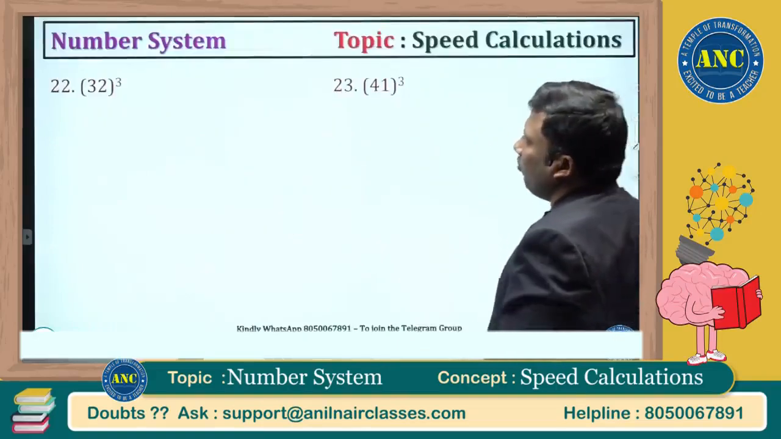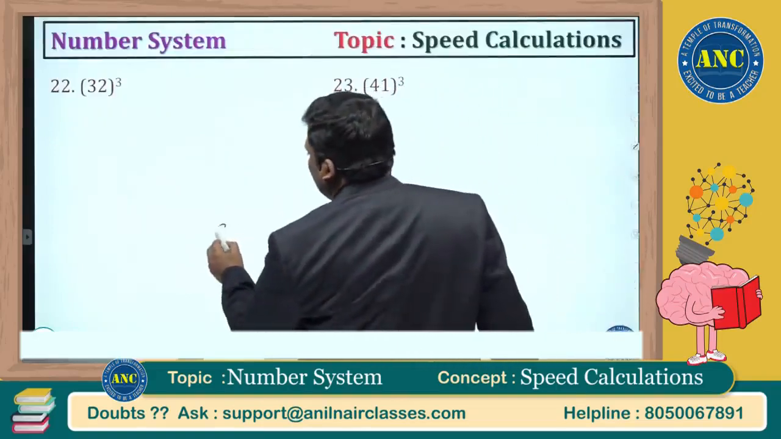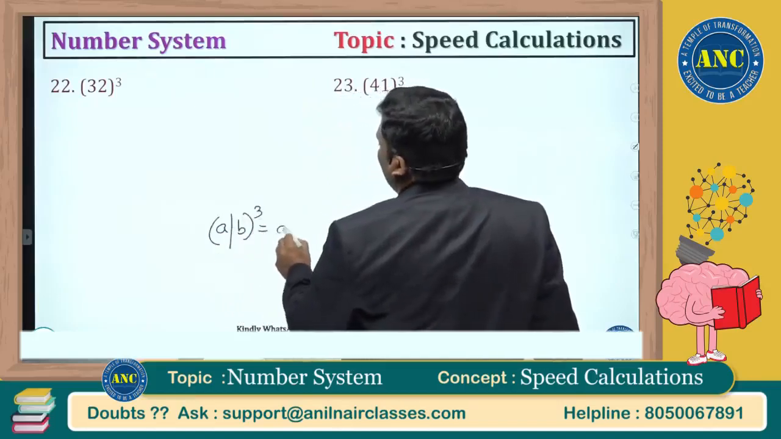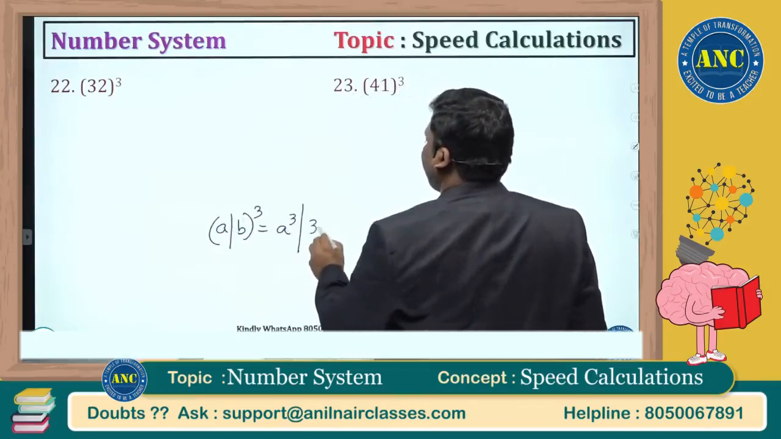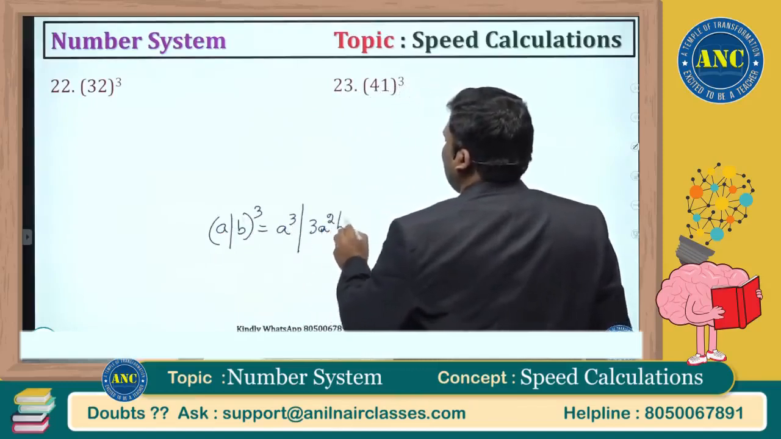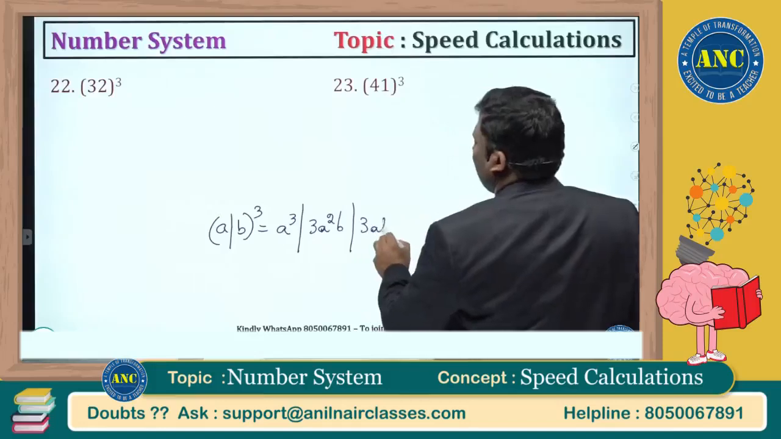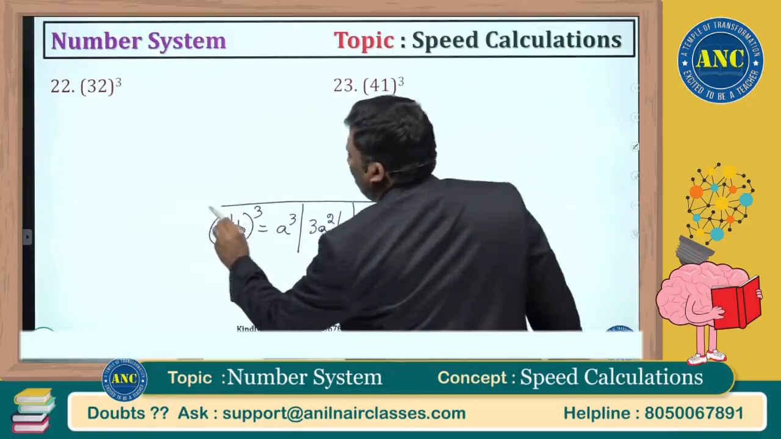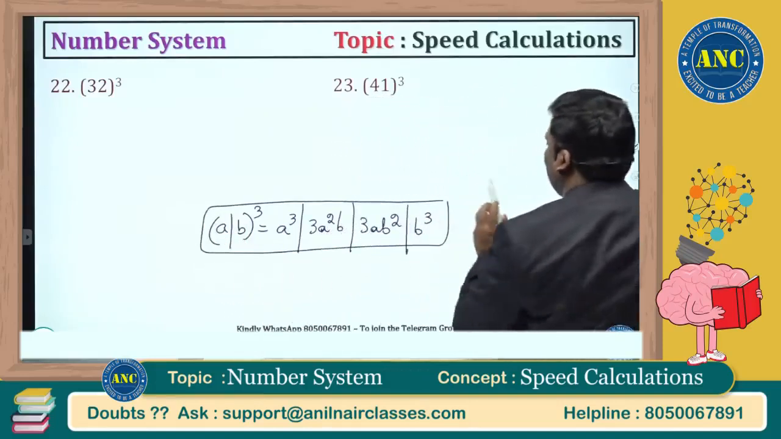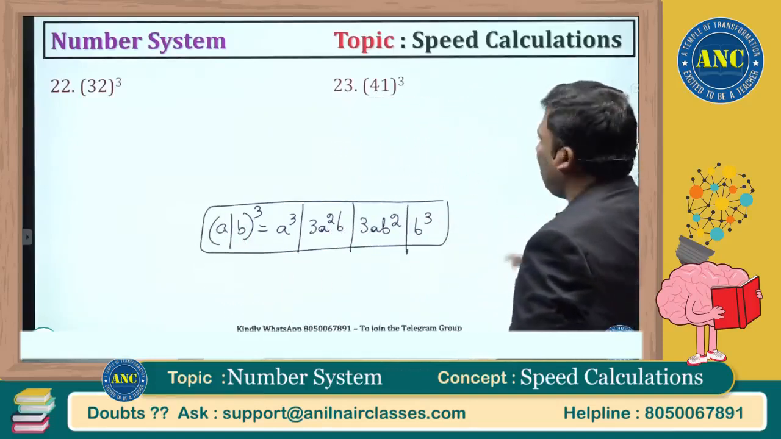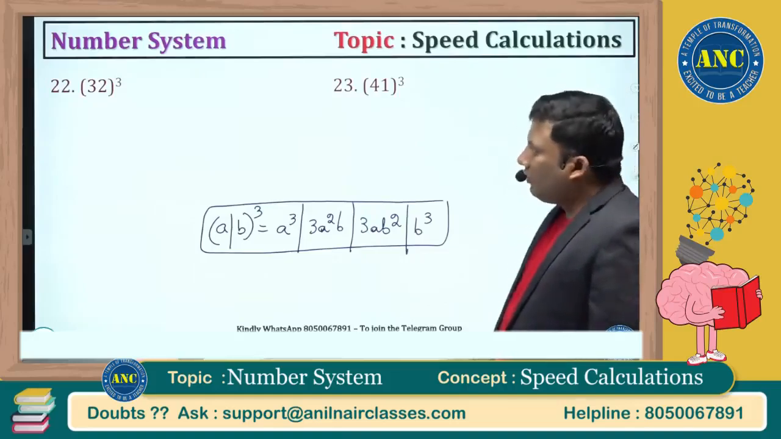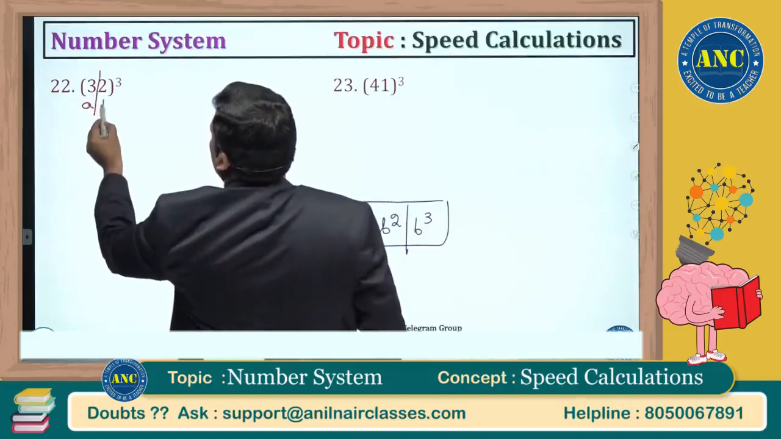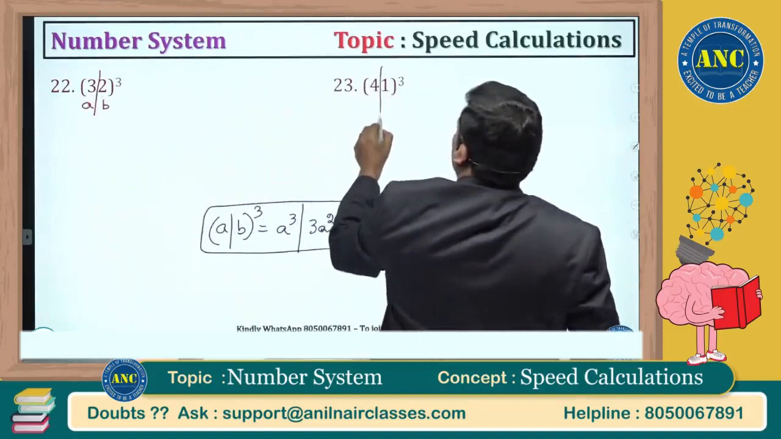Now let us do one by one. What is the concept used to solve both the problems? (a + b) whole cube is a cube plus 3a square b plus 3ab square plus b cube. This is the same expansion we are going to use. So here a is 3 and b is 2. Here also a is 4 and b is 1.